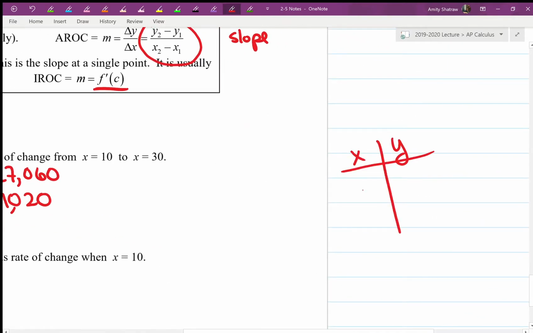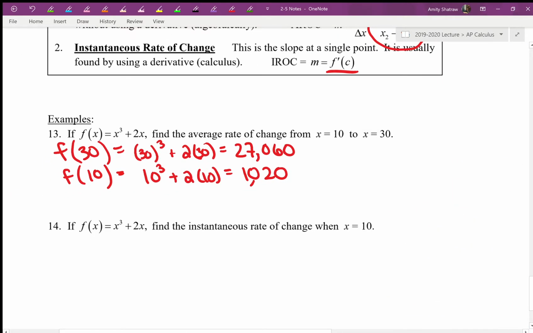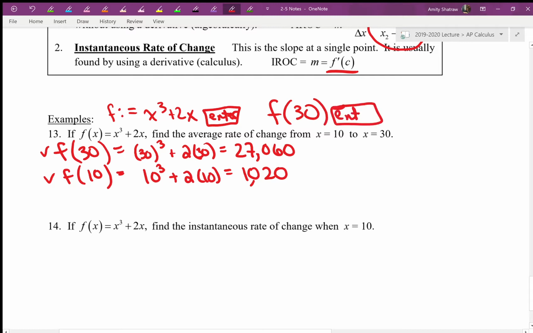X and Y. I would have said, what happens when X is 10? What happens when X is 30? And let's call this my X sub 1, and this is my X sub 2, and so forth. But we're getting tired of having to make the little t-chart every single time. And particularly, if you could do this on a calculator, shouldn't you? Shouldn't you define this function with your f colon with the equal sign, and then you say this is x cubed plus 2x, and then on the next line after you hit enter, shouldn't you plug in f of 30 and hit enter and see what happens?